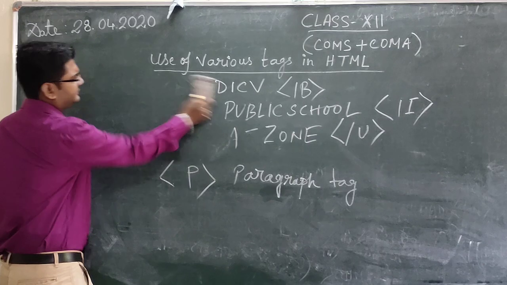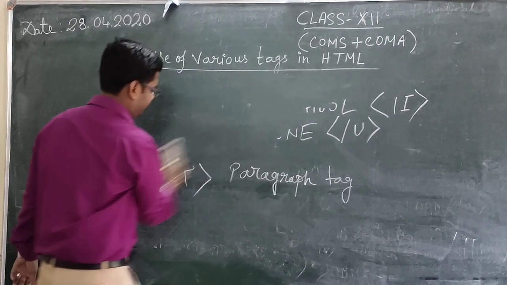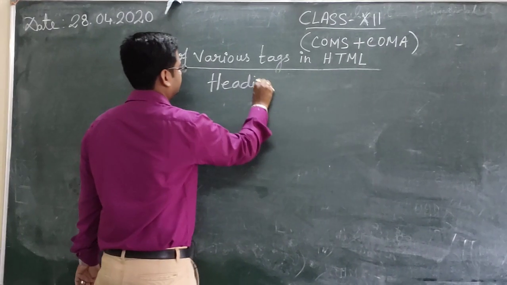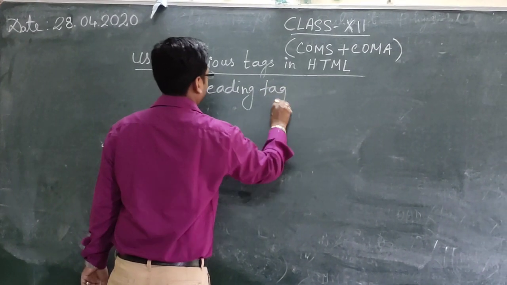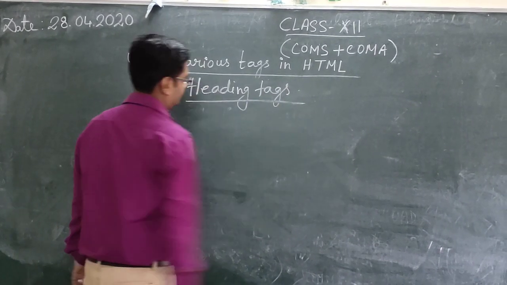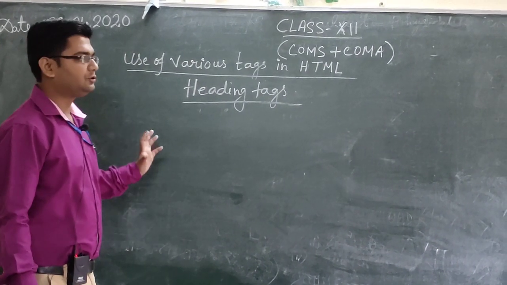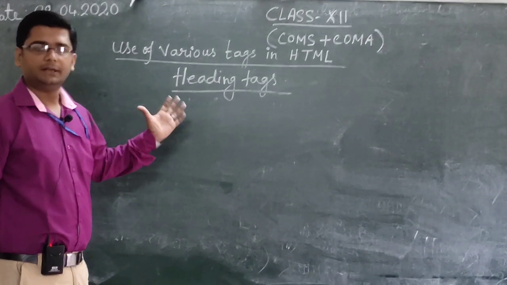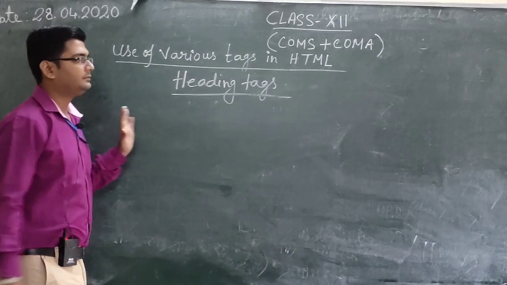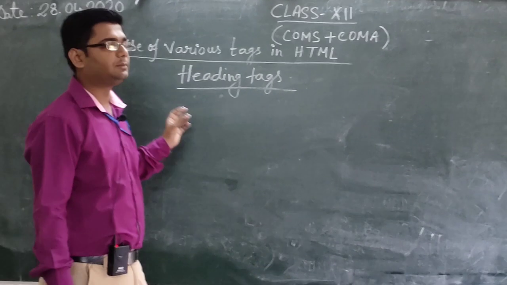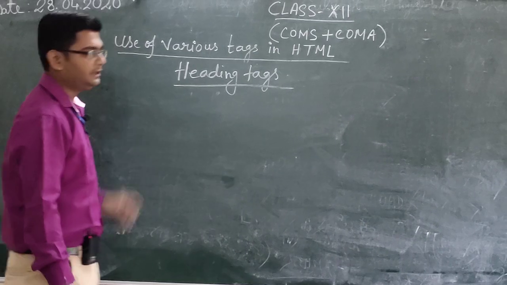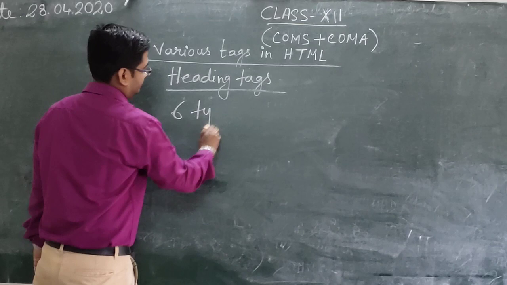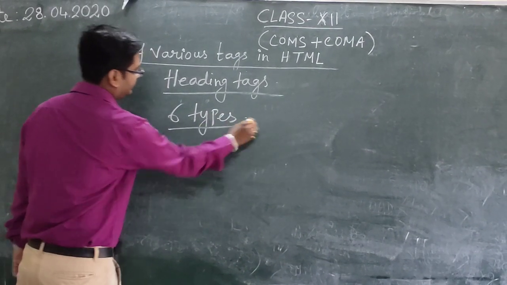Now we will discuss heading tags in HTML. Heading tags are the tags which are used to give certain headings which will be in bold format. So we need not use the B tag over here, we will only use the heading tag. So heading tags are of 6 types.